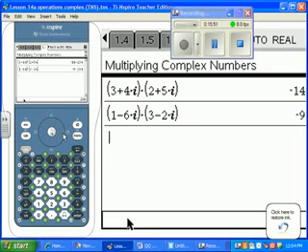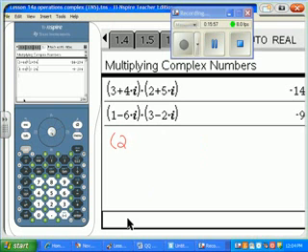Next page. Multiplying complex numbers. Let's say I have 2 plus 4i times negative 3 minus 2i. We have to FOIL. Very good. I was just going to ask that question. If you're doing this by hand, because it's like 2 binomials, right? You have to FOIL. Okay? So put this in your calculator, and then we're going to do it by hand. So you see how we do that as well.